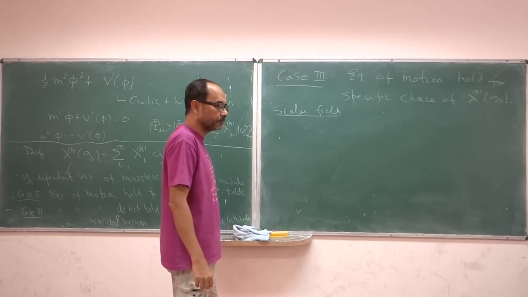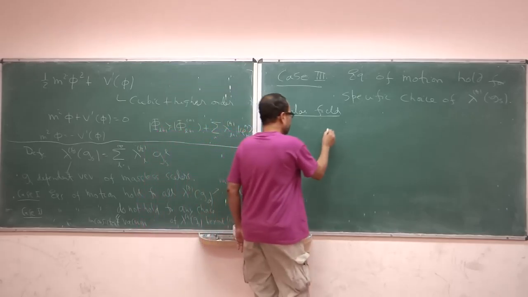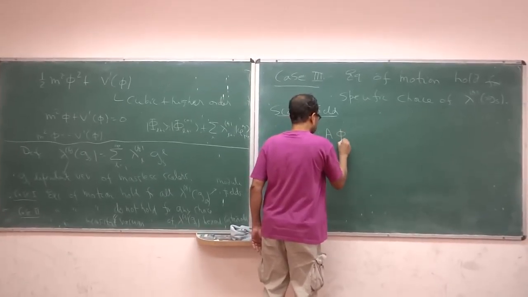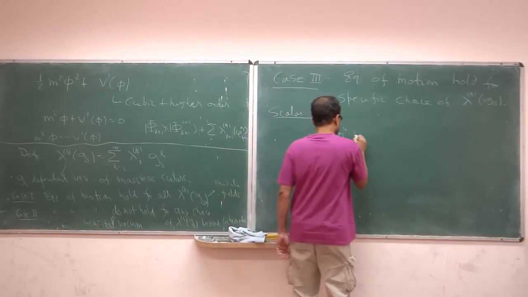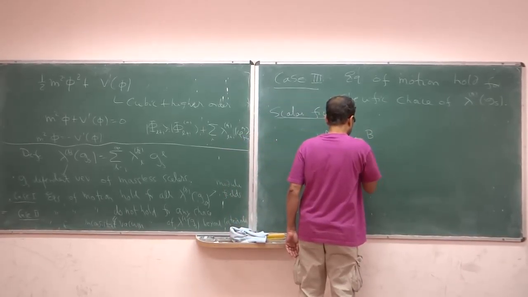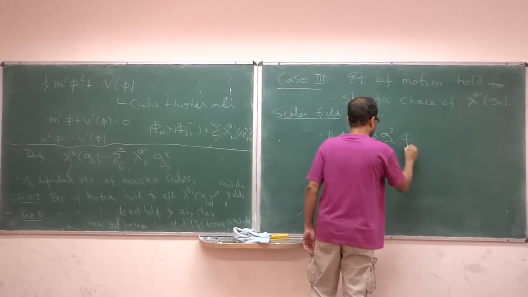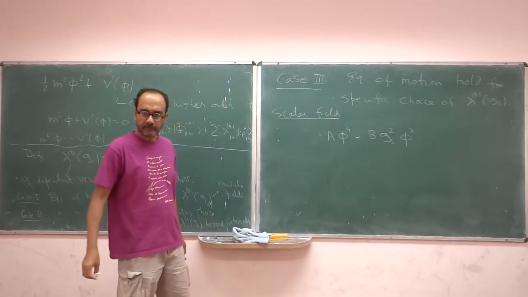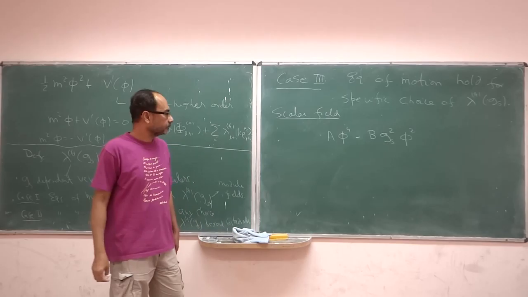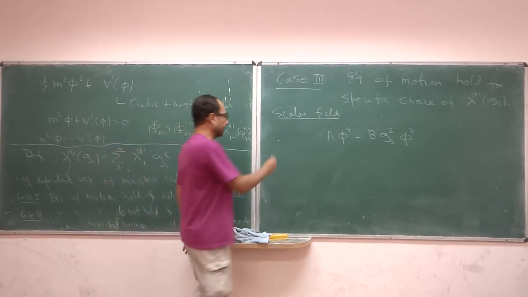and more than one value may be possible. So let's suppose that we have a scalar field with the following kind of interactions.